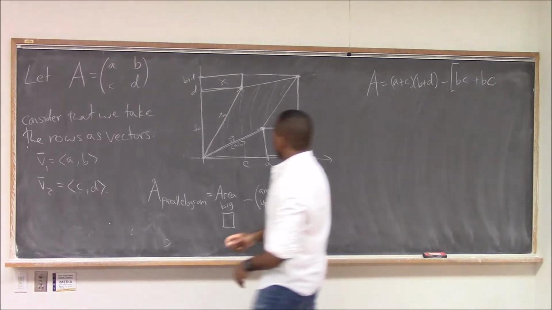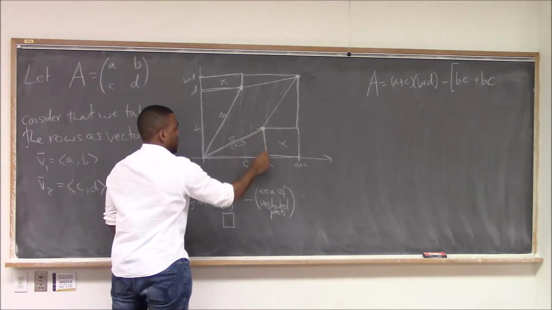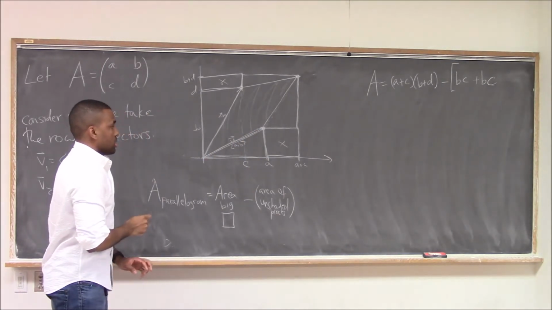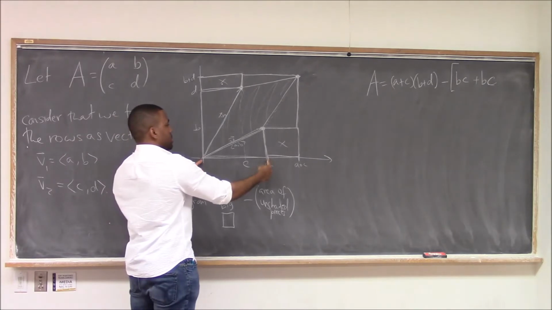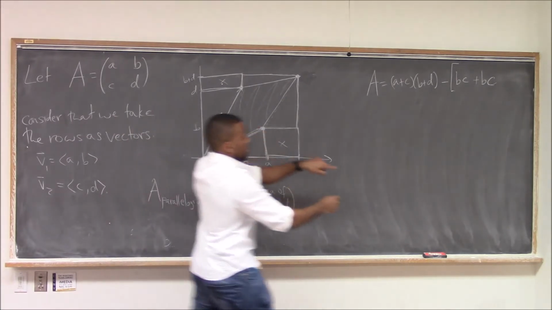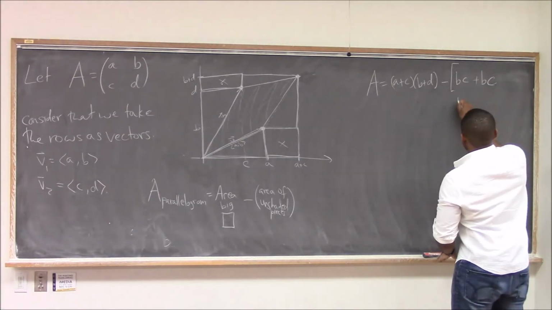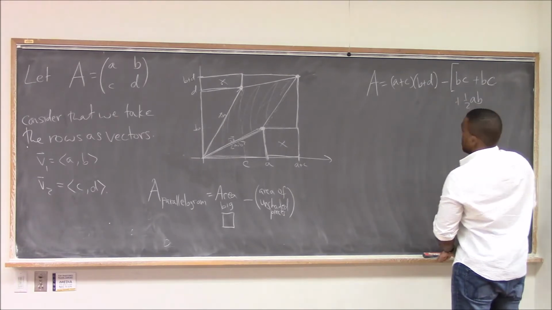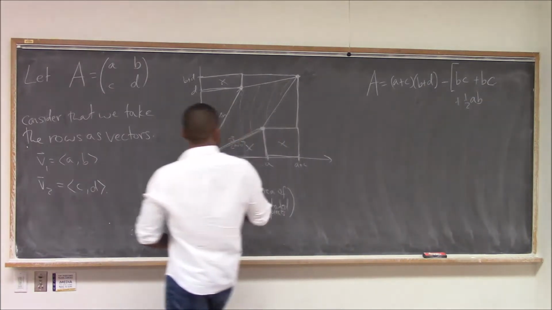Okay, all right, let's do this right triangle here. Half A times B, half base times height. So that's going to be plus 1/2 AB. And that guy's gone.